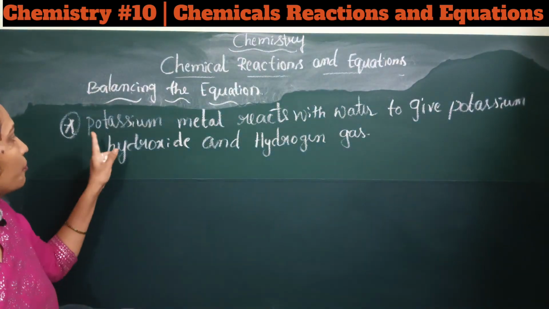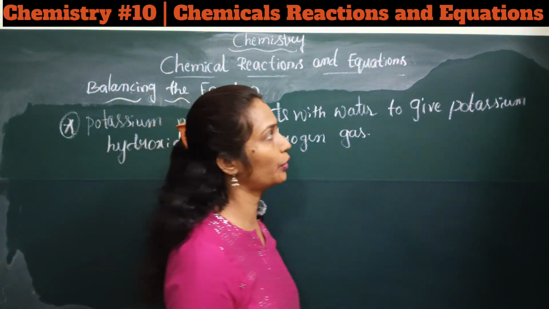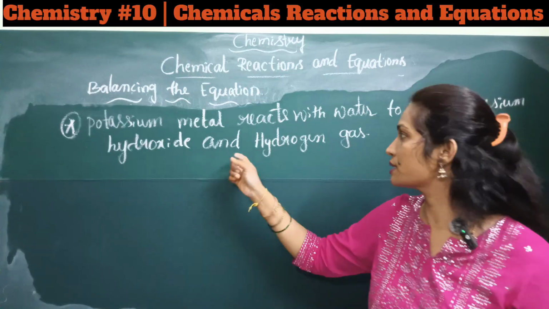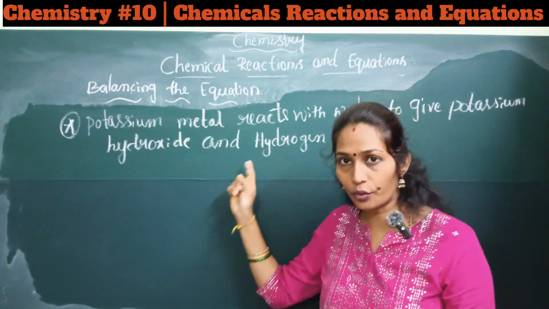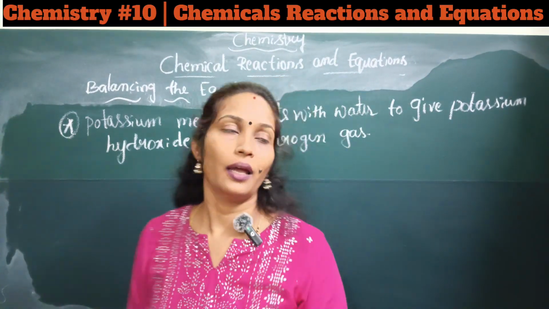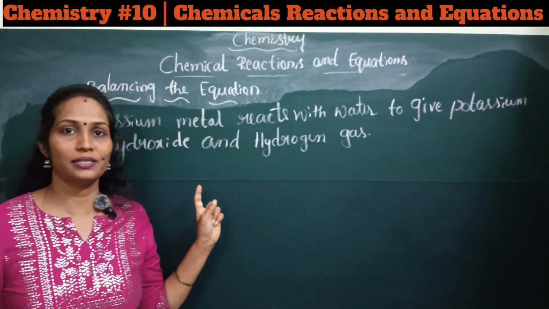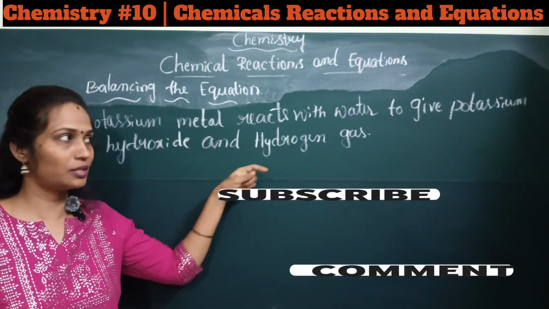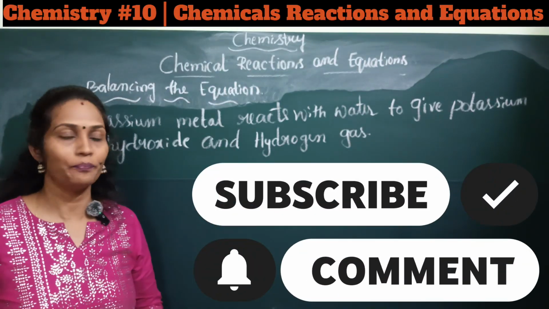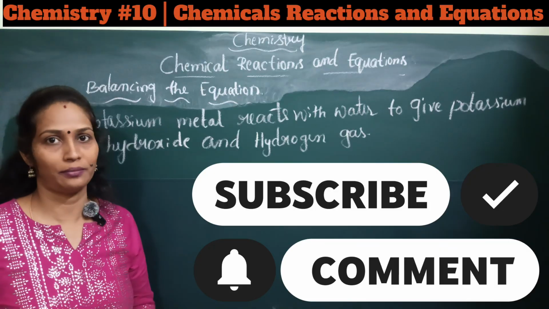Guys, this is for you. Potassium metal reacts with water to give potassium hydroxide and hydrogen gas. I want you to solve this problem, balance the chemical equation and post it in the comment box. Okay, this is homework, guys. Do it.